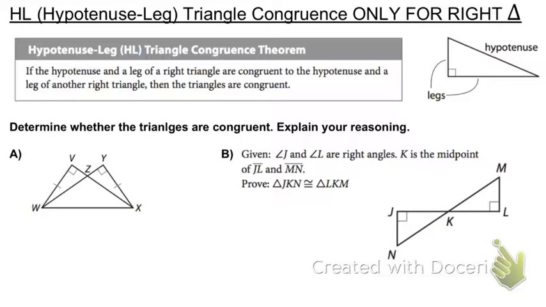Let's look at our last one: hypotenuse leg. What's the special note this one has on it? Read it. Triangles congruent only for right triangles. Now, why might hypotenuse leg only be for right triangles? Raise your hand if you have a thought as to why.